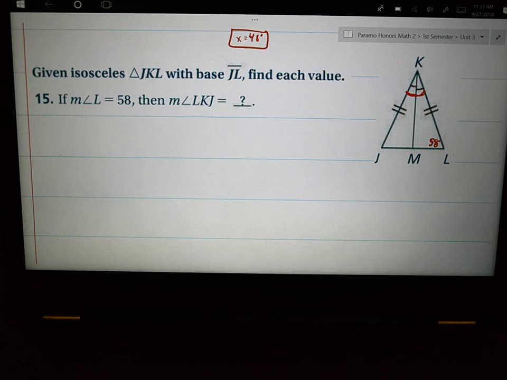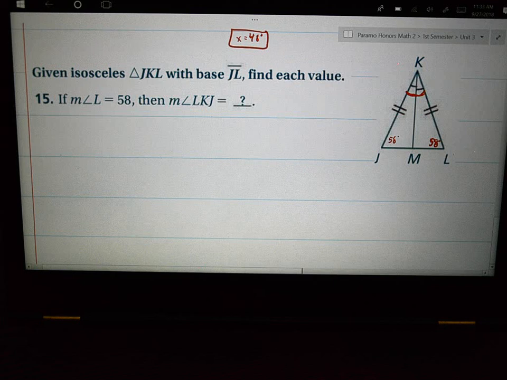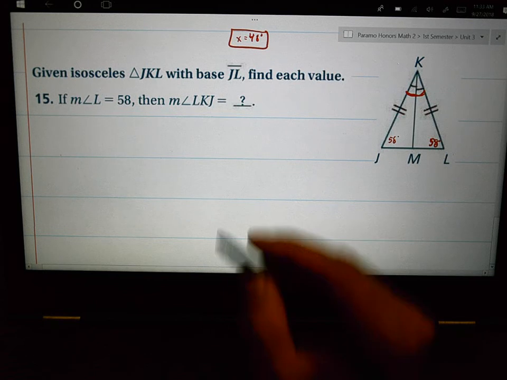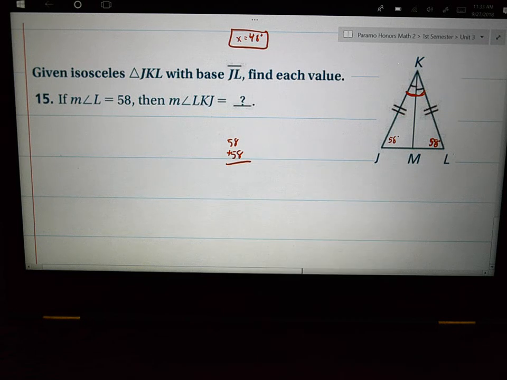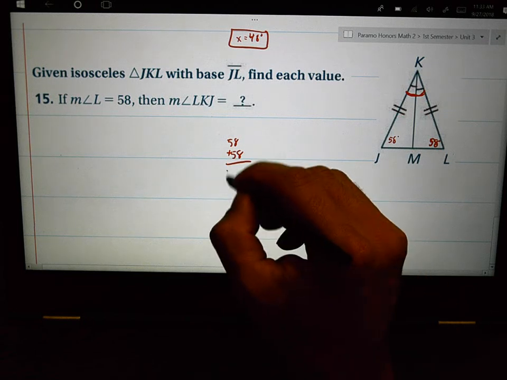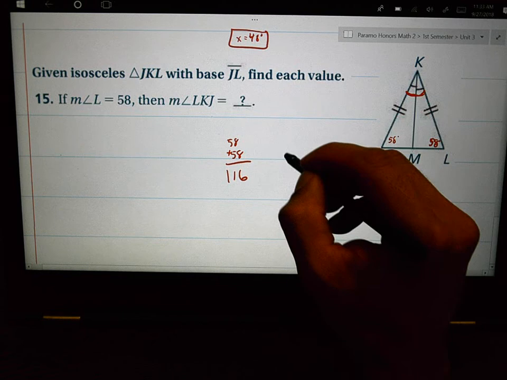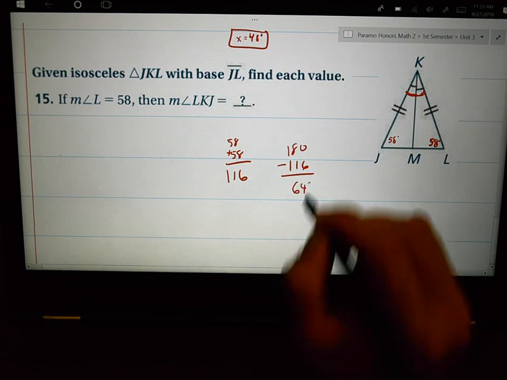Well, if that's 58 and it's isosceles, I know what angle J is. Angle J has to be 58. Two sides the same, two angles the same. And so if I want to know what the top of this is and I have a triangle, I can figure it out by adding 58 and 58. That's 116. And that's what those two bottom ones make, so I can subtract that from 180 to figure out what's remaining.